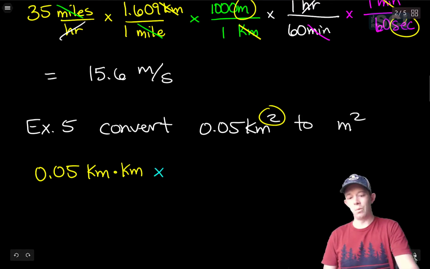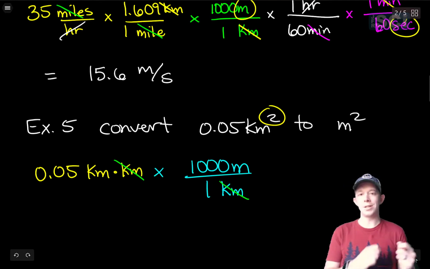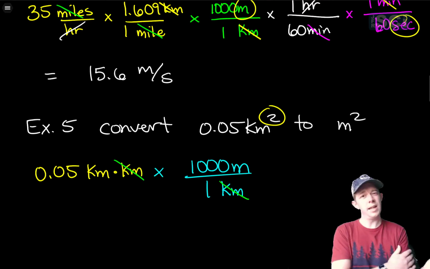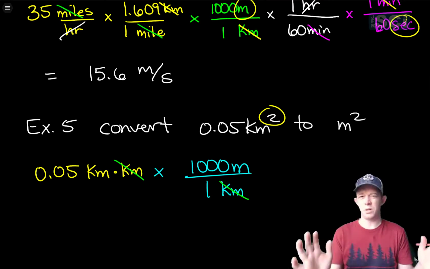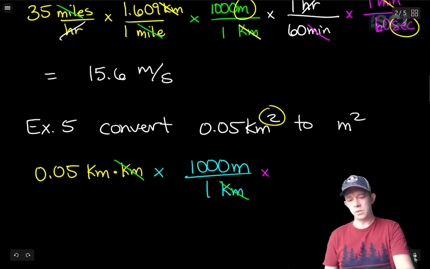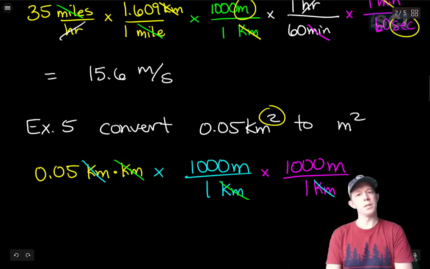I'm going to multiply by 1,000 meters in 1 kilometer. And what you'll notice is that I've only actually removed 1 of my kilometers. So if I stopped at this point right here, I'd have kilometers times meters, which is kind of a weird unit, and we don't really want to work with that. So we need to do this calculation one more time. So 1,000 meters is 1 kilometer, and that gets rid of my kilometers one more time.